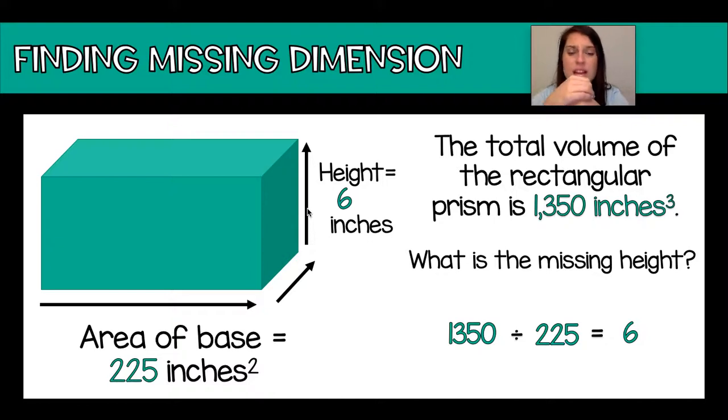This can work with any one. They may not just give you an area, they may give you the length and the width. Multiply that length and width together and divide it by your total. They might give you the height and the width. Multiply those together and divide it by your total to find that missing dimension.